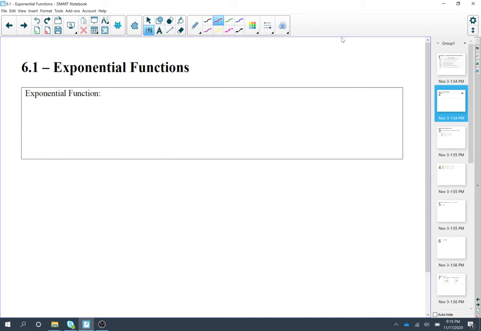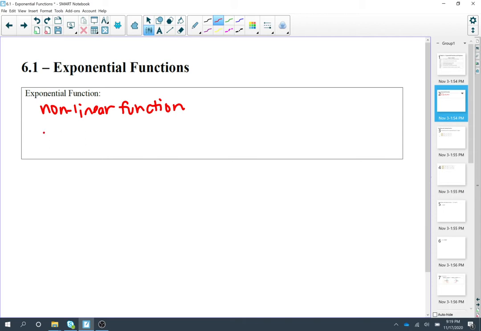6.1, exponential functions. First of all, an exponential function is a non-linear function. So a linear function has a constant rate of change. It makes a line when you graph it. An exponential function is nonlinear, so this is not going to make a line when we graph it.